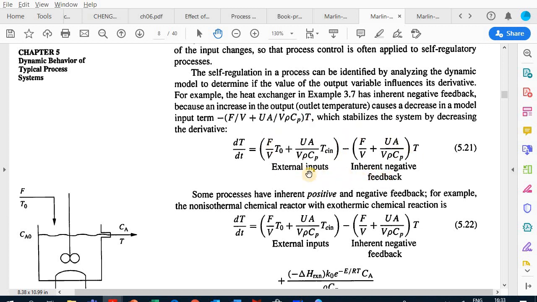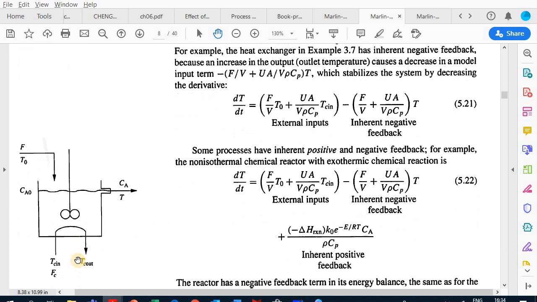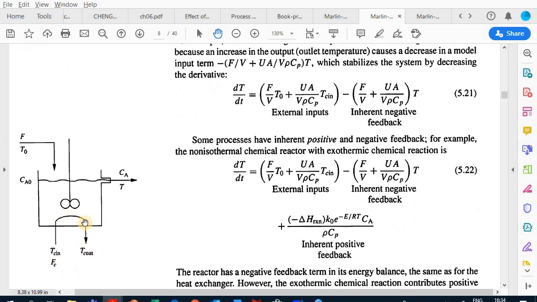And here what it is telling us is that the external inputs, like what is changing my TCN, so what is entering my system, is changing the temperature of my system, or the T naught. Sorry, it's T naught here. It is affecting the temperature of the system, or the TCN, from the coil, heating up or cooling the system. So these are the external inputs that would affect my temperature.